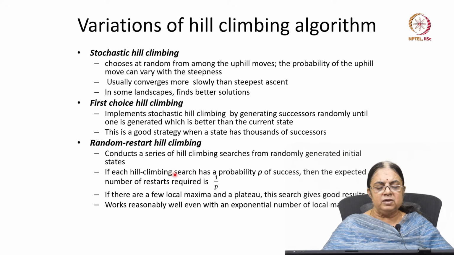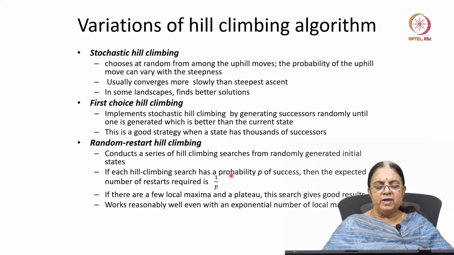So if each hill climbing search has a probability P of success, then the expected number of restarts required is 1 by P. So at least 1 by P points you have to take as current points at random, and you have to carry out random restart hill climbing.